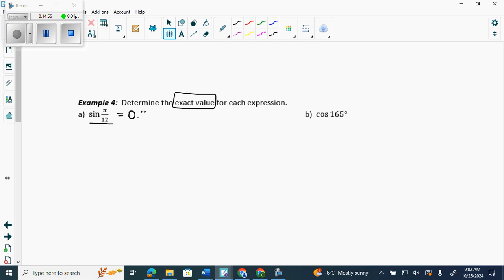So what is sine pi over 12 equal to? 0.25 blah, blah, blah, blah, blah. Yes? What happens if you give me that answer? 0. Is that an exact value? It's exactly not an exact value, actually. It's the exact opposite of an exact value.